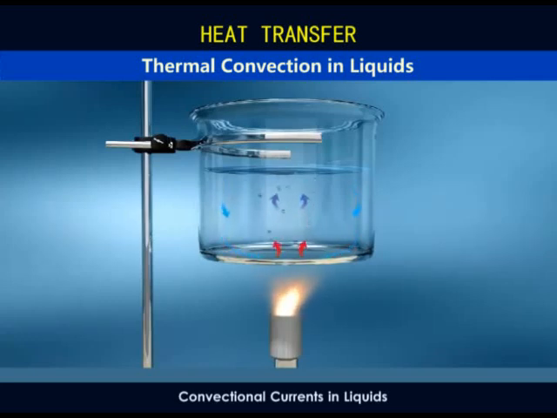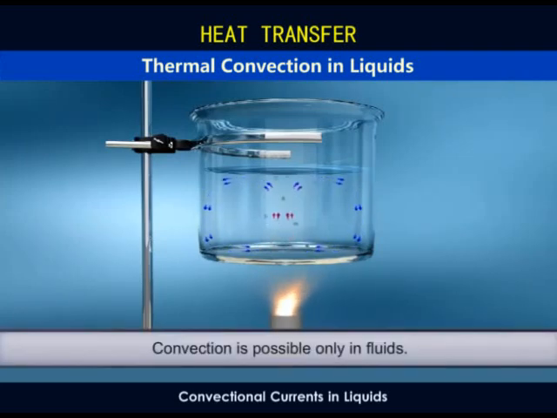This water gets heated, expands, decreases in density, and rises and is equally replaced by a cooler part of the water in the container. This sets up convectional currents, and this way all the water gets heated. This heat transfer by actual motion of matter from one region to another is known as thermal convection. This mode of heat transfer is only possible in fluids.